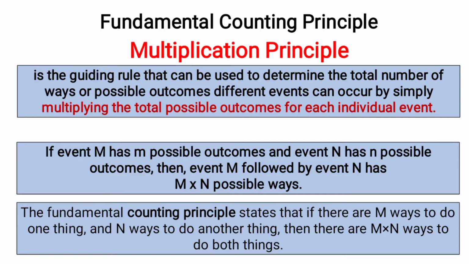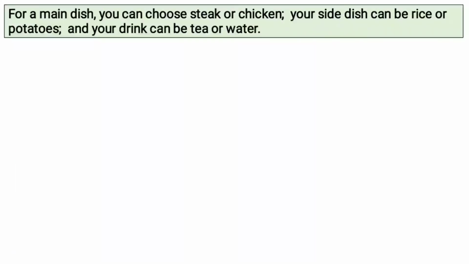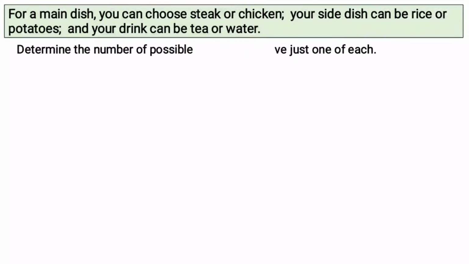Let us have example number 1. The problem is for main dish, you can choose steak or chicken. Your side dish can be rice or potatoes, and your drink can be tea or water. Determine the number of possible meals if you just have one of each.